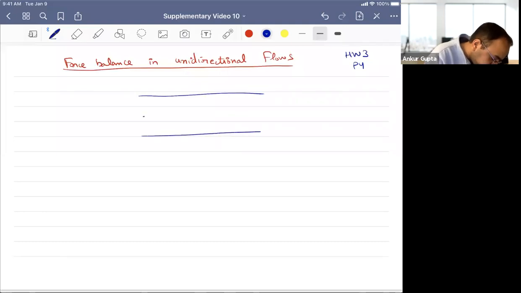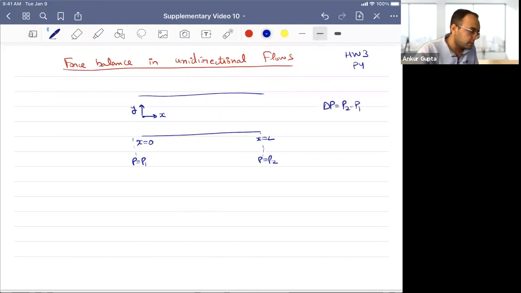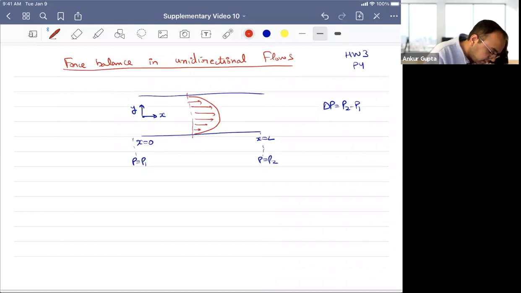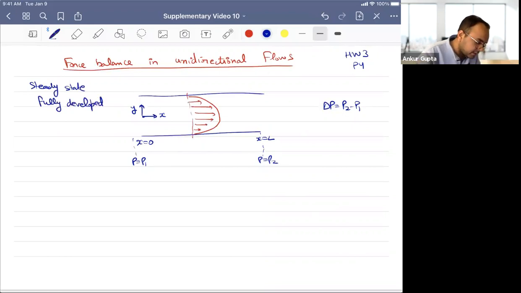So let's discuss what we have discussed in class. This is the unidirectional flow system, where at x is equal to 0, pressure was P is equal to P1, and at x is equal to L, pressure was P is equal to P2. We said delta P is P2 minus P1, right? And we found that the velocity profile is parabolic, the Poiseuille flow. This is the simplest unidirectional, steady state, fully developed system. And this is what we have discussed in class.